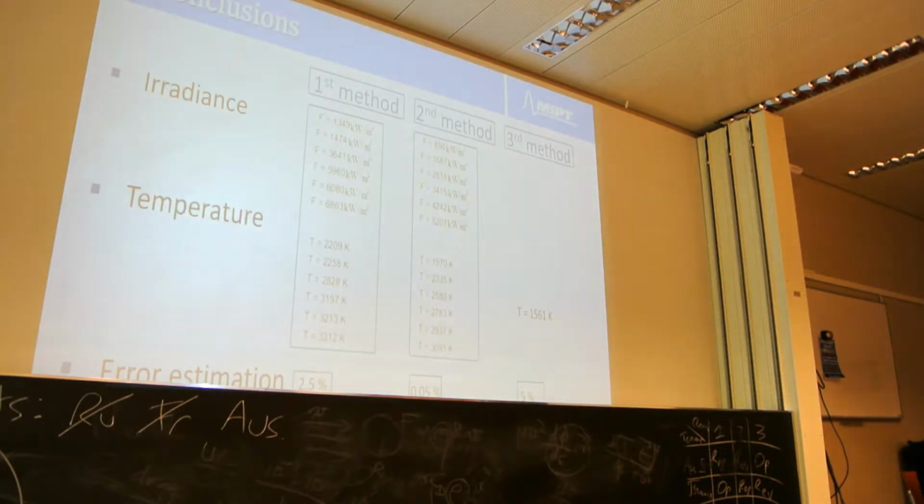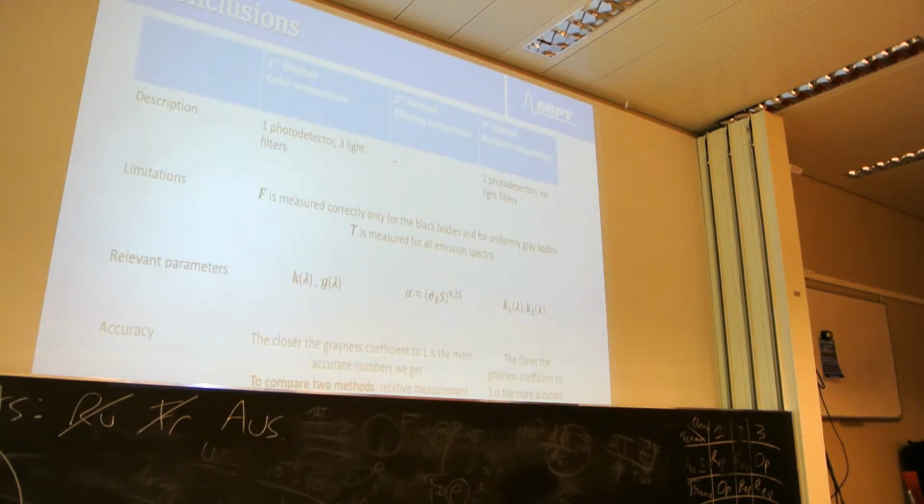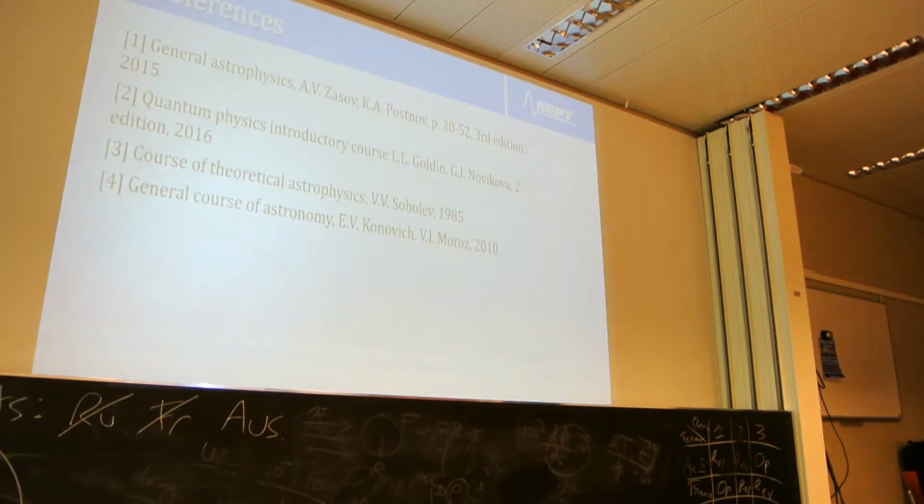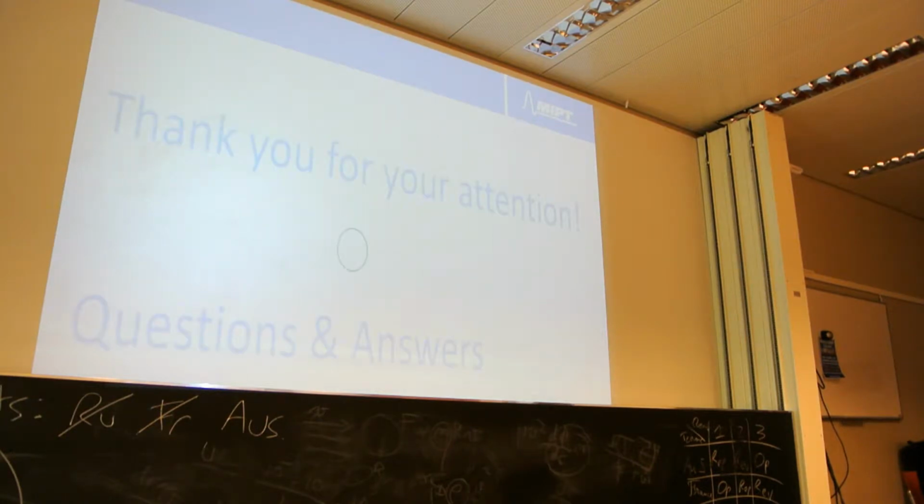Okay. Conclusions. I get irradiances and temperature; the error estimation is in the appendix. For the first method, the second method, and the third method, I get results, along with a comparison of the 3 methods. It's in the problem statement. These are the references I used in this presentation. Thank you for your attention.